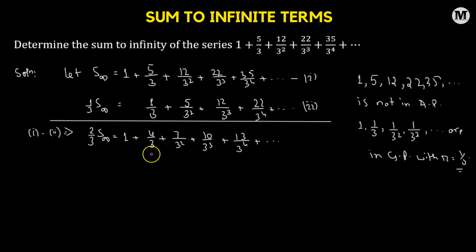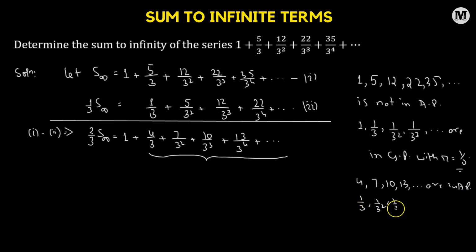Now here, if we consider from the second term onwards to the infinite number of terms, this particular sum is going to be an Arithmetico-Geometric series. Let's verify that. If we consider the numerator of the first term, that's 4. From the second term, the numerator is 7. Then we have 10, 13. Clearly, these are in arithmetic progression. And then we have the denominators, 1 over 3, 1 over 3 squared, 1 over 3 cubed. These are in geometric progression. So we can say that this series is an Arithmetico-Geometric series.